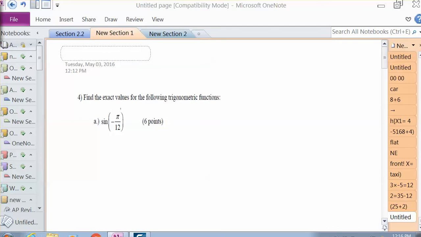So starting with this one, sine of negative pi over 12, I'm going to utilize this formula, which was given to you.